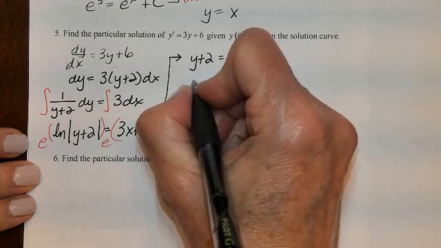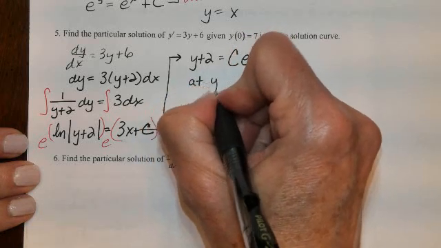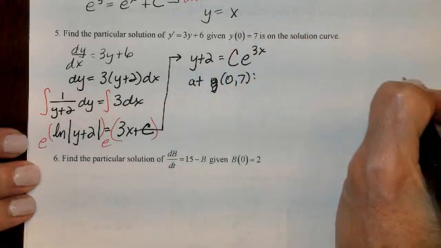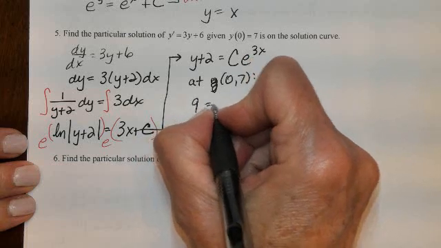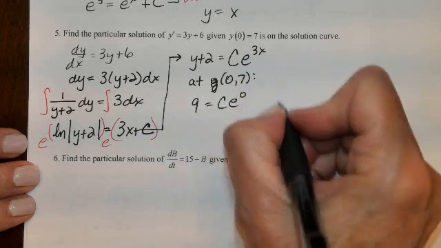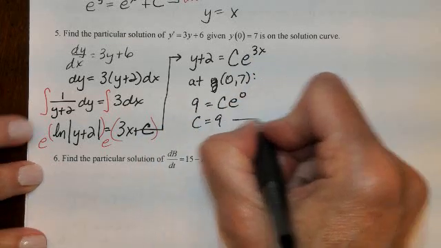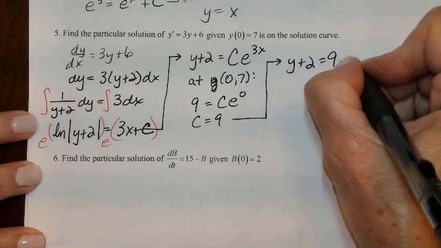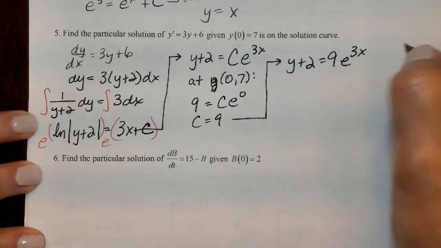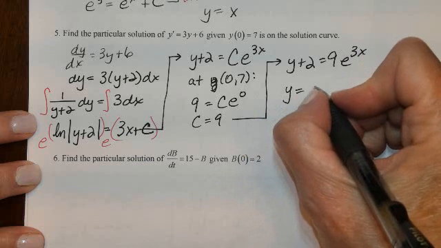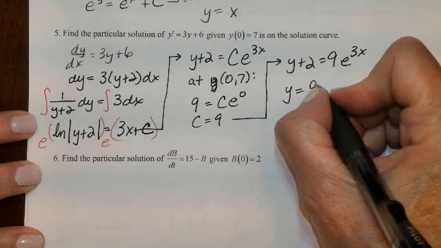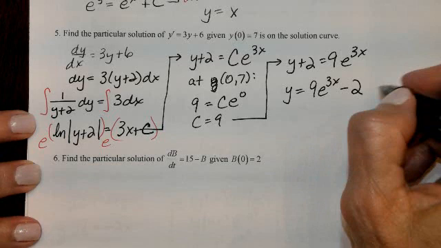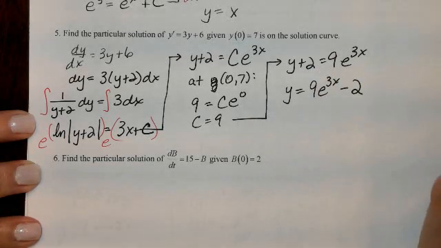Now it's a great time to plug in. So at the point (0, 7), we'll have 9 is equal to c e to the 0, so c is 9. y plus 2 is 9 e to the 3x, so y is equal to 9 e to the 3x minus 2. Particular solution.